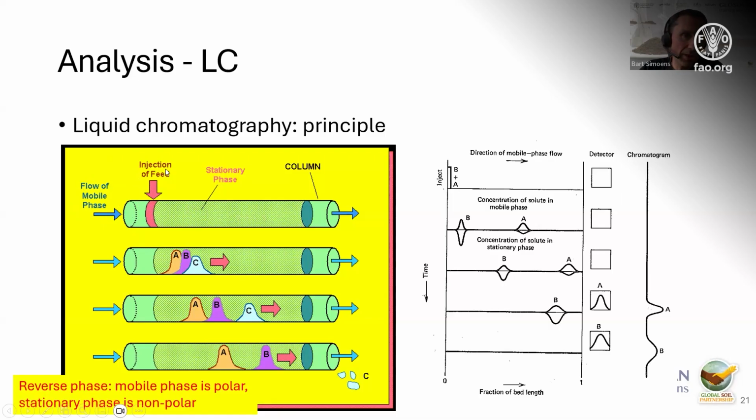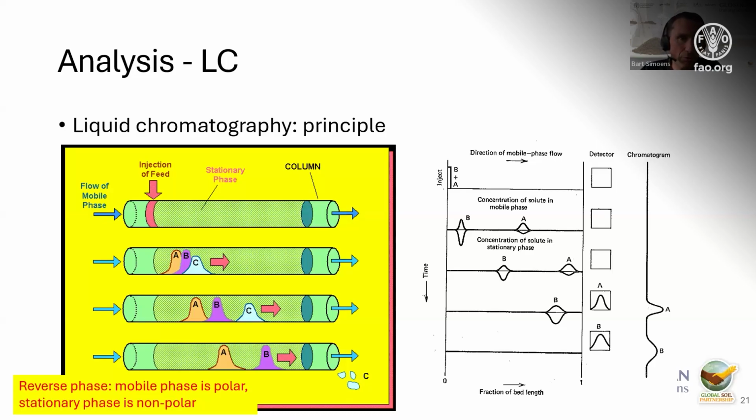And at some point, we will inject the mixture, that is the solution from a couple of slides ago that we obtained after extraction. And in that solution are different molecules. And the way we use chromatography, it is completely based on polarity. Chromatography is always based on some kind of affinity that molecules have for the mobile and for the stationary phase.